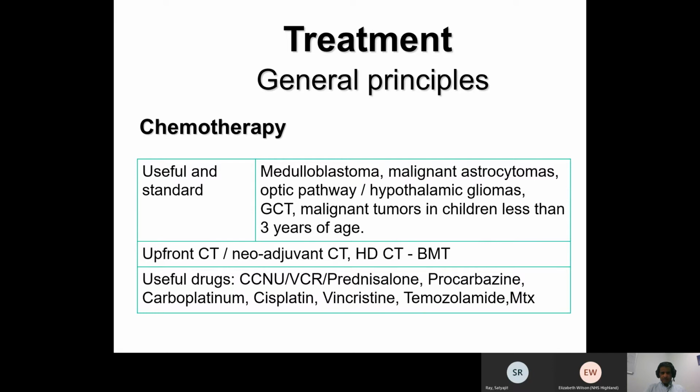And there are lots of different drugs which we all see on the ward, like lomustine, vincristine, steroids, procarbazine, carboplatin, cisplatin, methotrexate, temozolomide, and various other drugs.